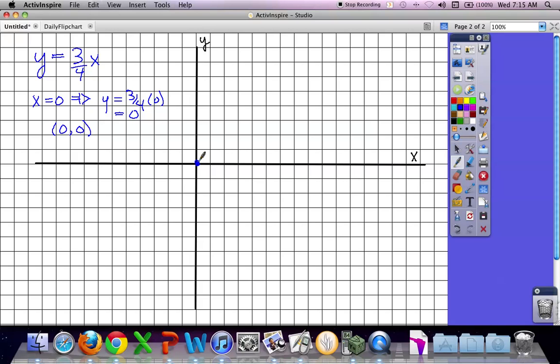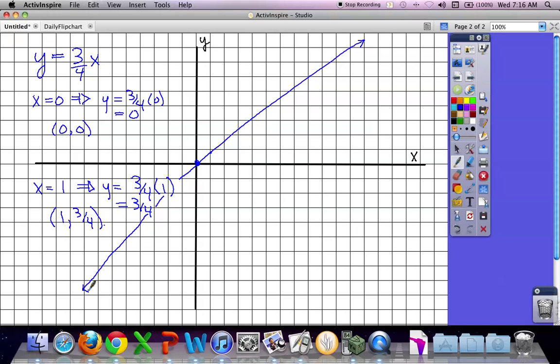How about x equals 1? Then y equals 3/4 times 1, which is 3/4. So here's our point. X equals 1, y equals 3/4, which would be about 1 and not all the way to 1 on the y-axis. How about right there? So there's our 2 points. Connect them with a line. There we go. And it would keep going in this direction too.